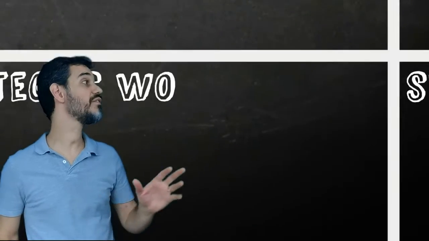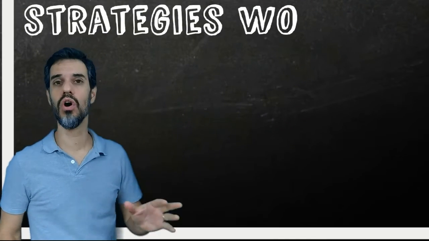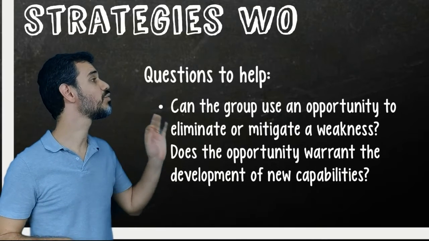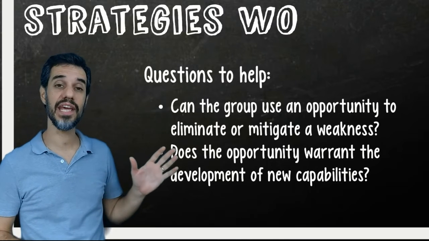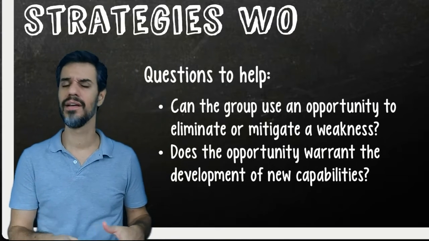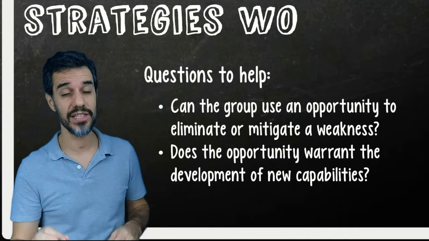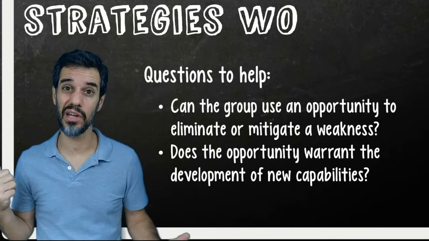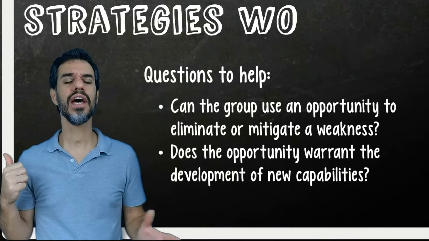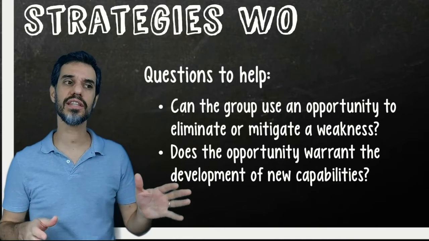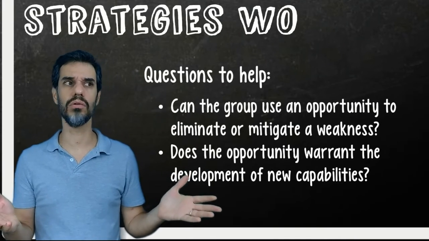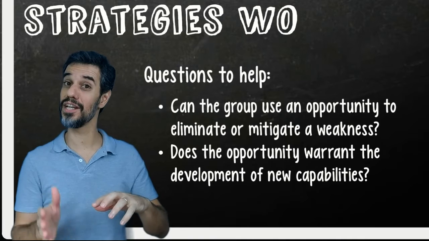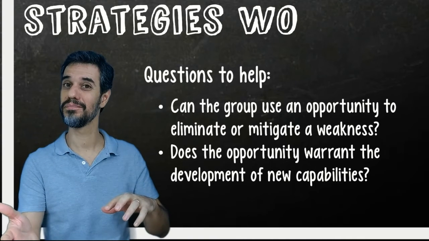In the next cell, we have strategies WO, or weaknesses crossing with opportunities. The question here is, can the group use an opportunity to eliminate or mitigate our weaknesses? Let's suppose one of our weaknesses is that the technology of our product is obsolete. It's an old technology. And an opportunity we find in the market is that there are new technologies available. Can we use those new technologies to rebuild our product, making it even better than it was before?